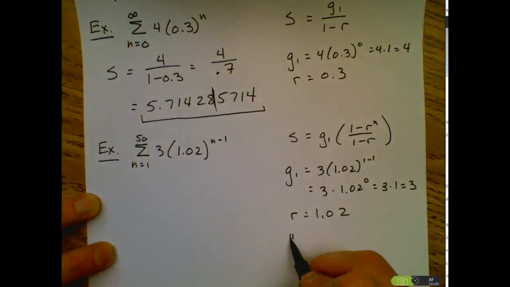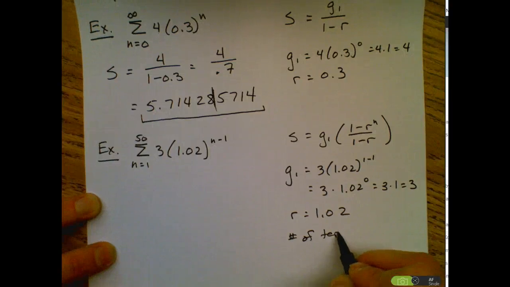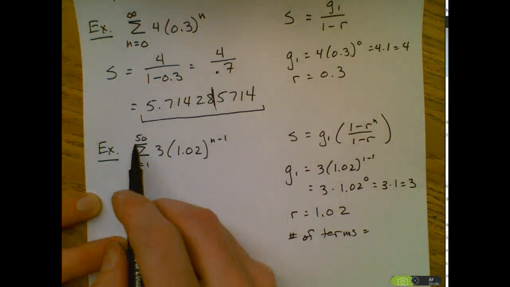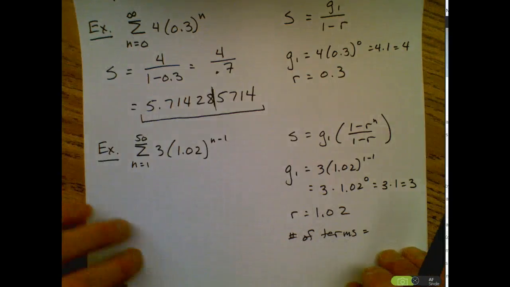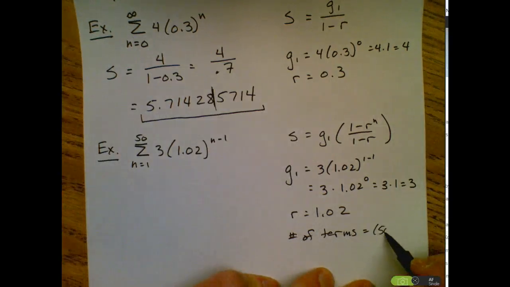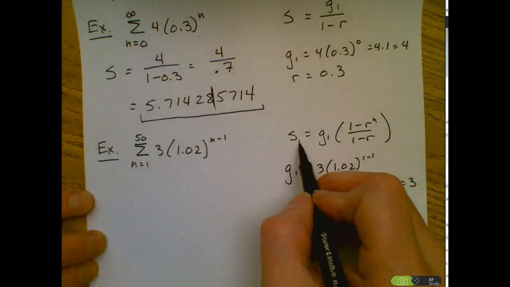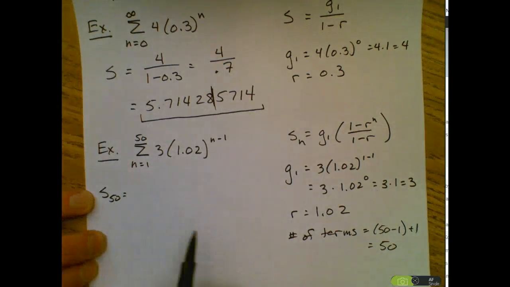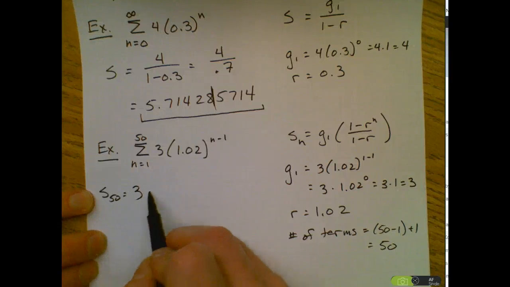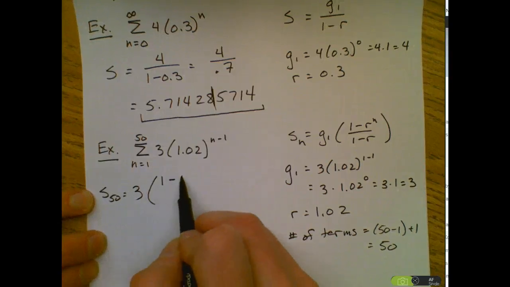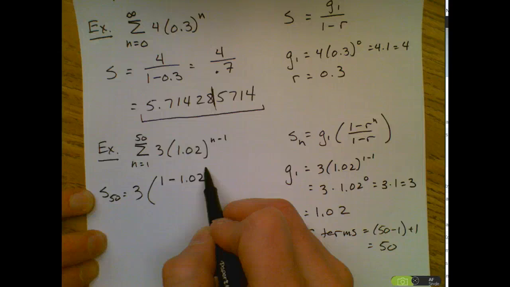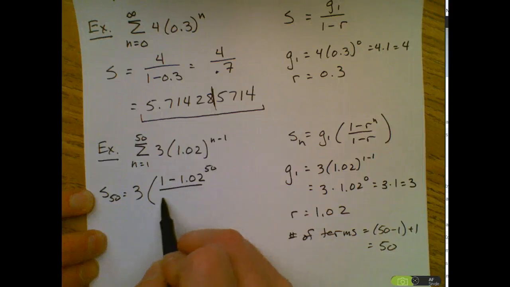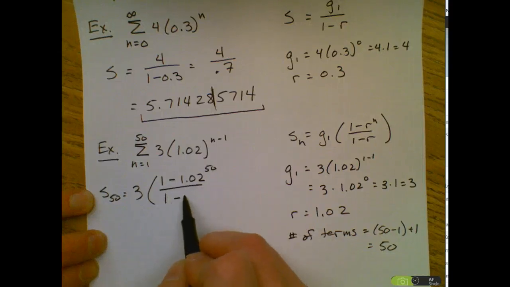And I need the number of terms. So that's going to be 50 minus 1, and then add 1 back. 50 minus 1 plus 1. So that's going to be 50 terms. S sub n. Alright, so the sum of these 50 terms is going to be the first term, which is 3, times 1 minus 1.02 raised to the 50th over 1 minus 1.02.